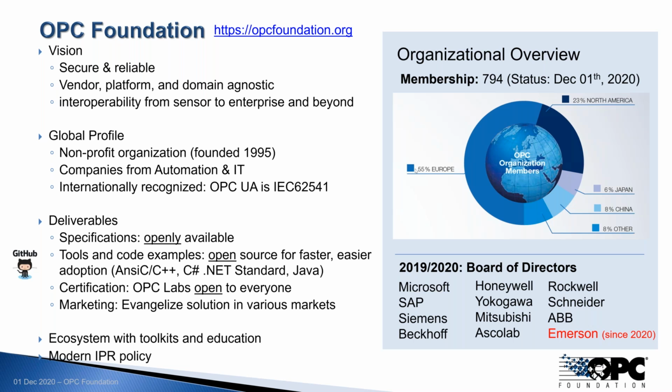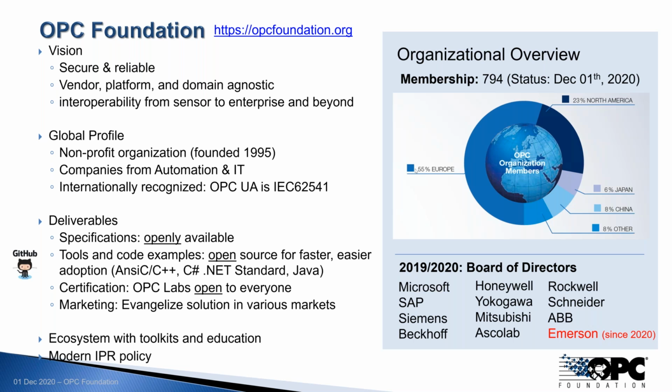The OPC Foundation today has nearly 800 members worldwide, and our vision is still to provide a secure and reliable infrastructure to exchange data completely independent from vendors, from the platform, from the operating system, from languages, and even from domains and markets. And we do this by scaling data from sensor to the enterprise, cloud and back, in a complete end-to-end secure way. For me, it's very important to mention that everything is open.